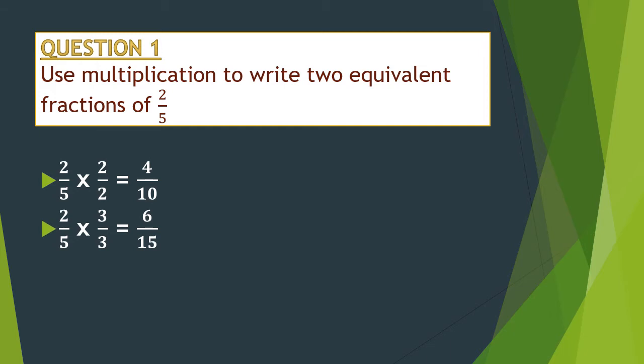Similarly, you can multiply the numerator by 4 and the denominator by 4. You will get 8 upon 20. So in this manner, you can take out infinitely many equivalent fractions of the given fraction. But the only condition is you need to multiply with the same number in the numerator as well as in the denominator.